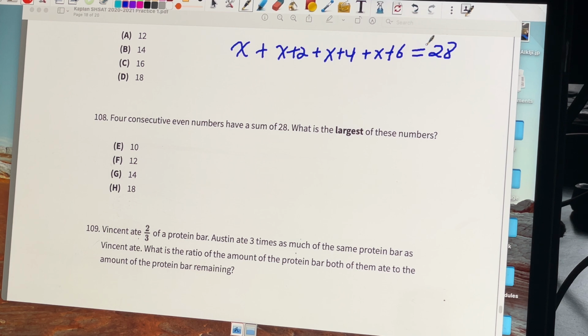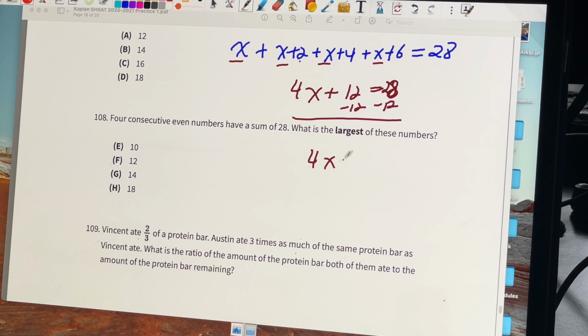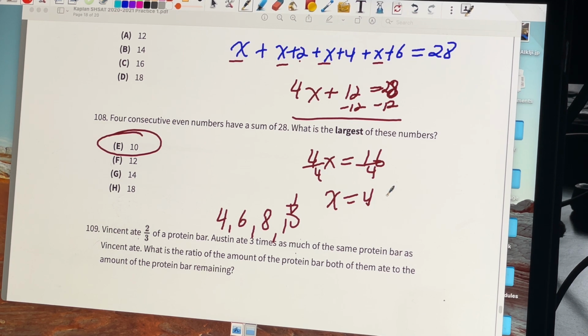So what is the largest of these numbers? Well, combining like terms, x and x is 4x, plus 2, 6, 12 equals 28. Minus 12 on both sides, 4x equals 16. x equals 4 because we divide both sides by 4. So the first even number is 4, the second is 6, then 8, and the last one is 10. So that's the largest of them all.